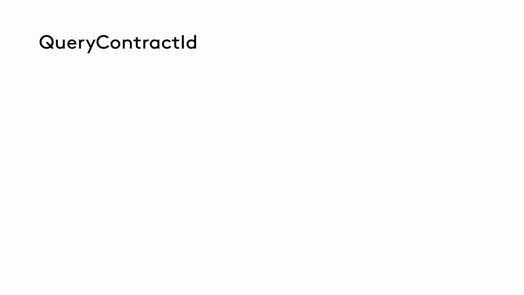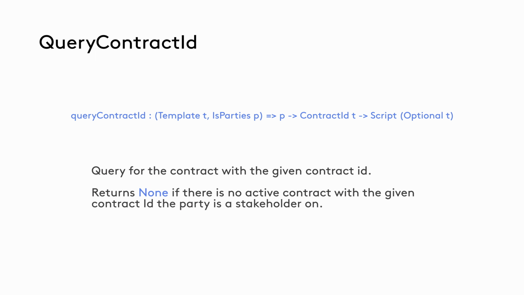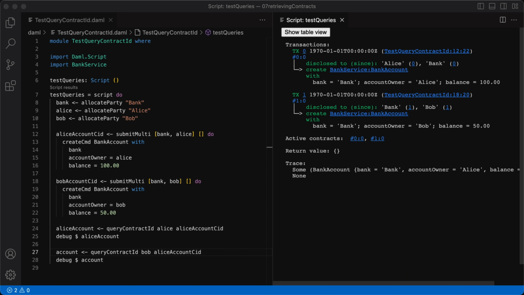A common use case is to query the ledger for a payload using a contract ID. For that, we can use the QueryContractId function. It takes a party and the contract ID, and if there is a contract with that ID that is visible to the party, then it is returned. Notice that the return type is optional. The query may return none if there's no active contract visible to the party P. Let's look at an example.